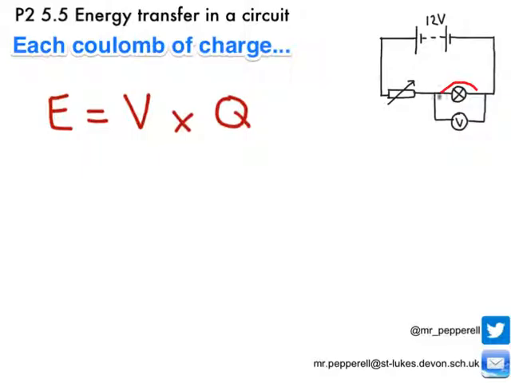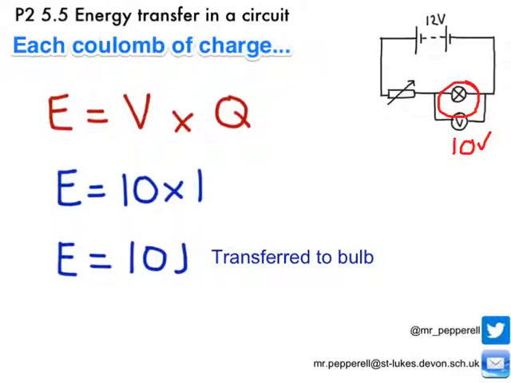What about energy transferred to my bulb just here? Well, again, I can use the same equation we looked at before. For each coulomb of charge, how much energy is transferred to the bulb? Well, I know that my voltmeter before was reading 10 volts there, so all I need to do is substitute these figures in. Energy is equal to potential difference of 10 volts multiplied by my one single coulomb of charge. So 10 times 1, you should be able to work out, hopefully, is 10. So I can say that for each coulomb of charge leaving the battery, 10 joules is transferred to the bulb.